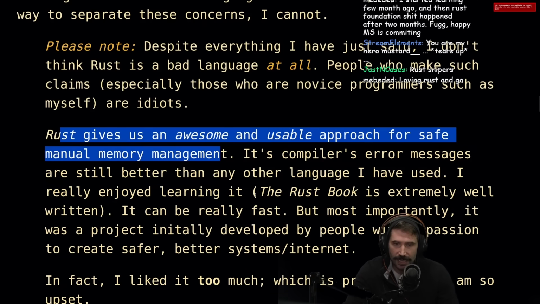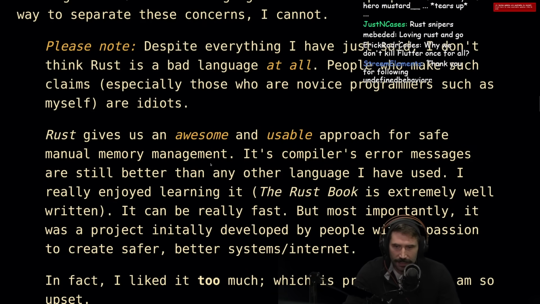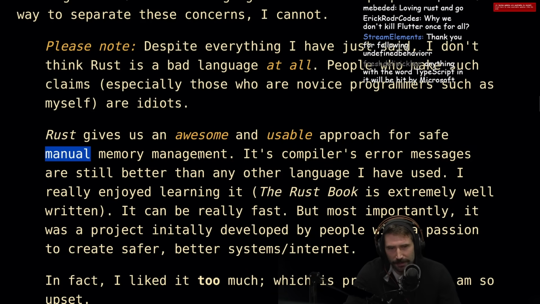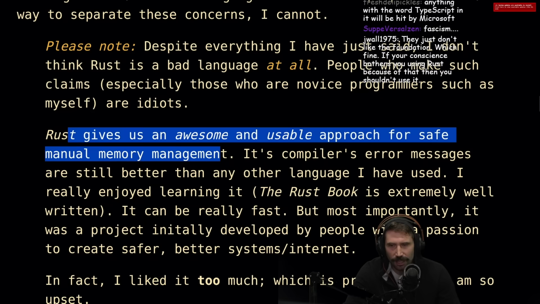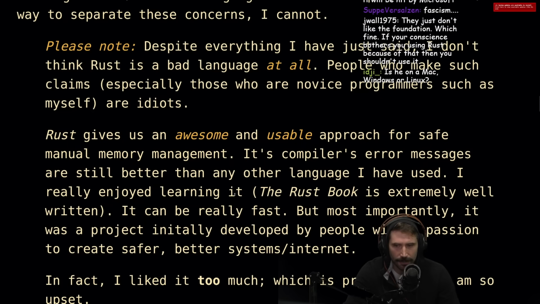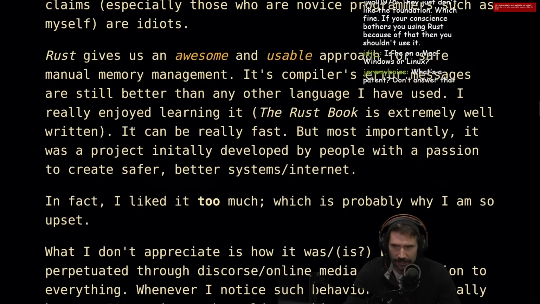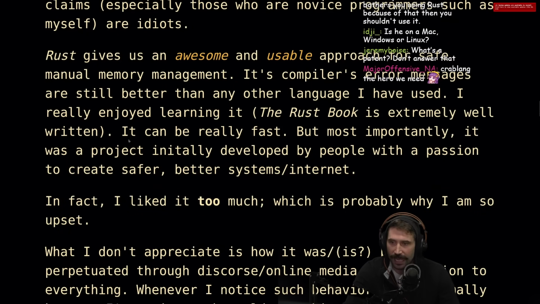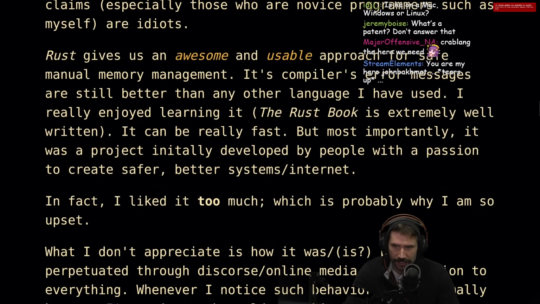Agreed. It's great. Its compiler makes manual not feel quite so manual. I wouldn't call it quite manual. It's kind of semi-automated. Its compiler error messages are still better than any other language I've used. Absolutely. I really enjoy learning it. The Rust book is extremely well written.